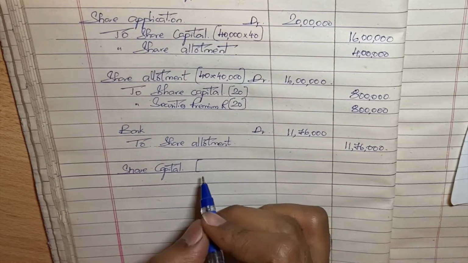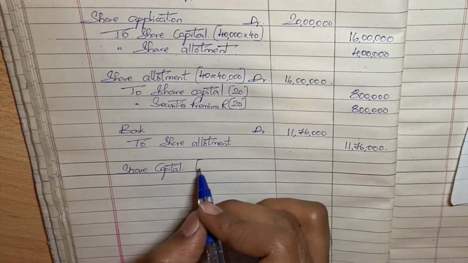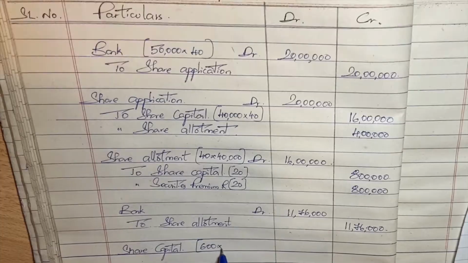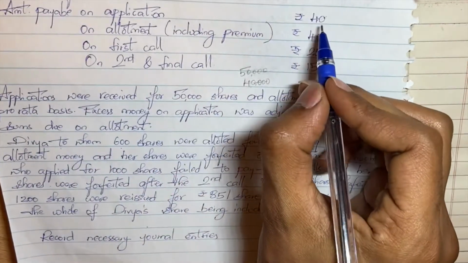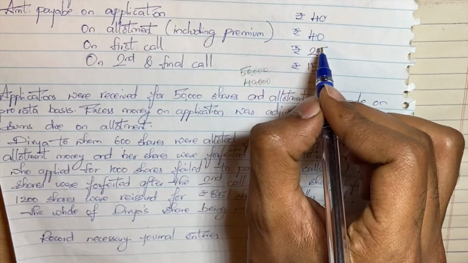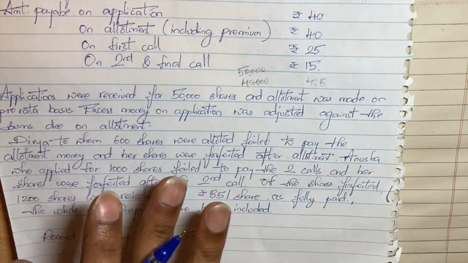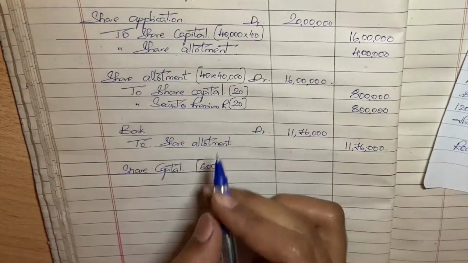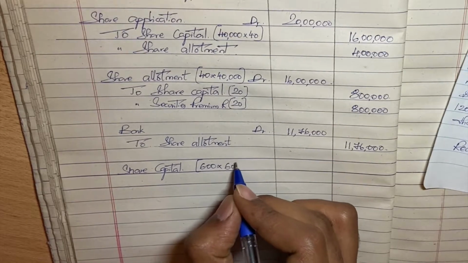So this will be called up amount. So Divya's shares are 600 shares, and how much was called? 40 was called for application and 20 on allotment, because the remaining 20 is the premium. So that will be separate. So totally 60 was called.